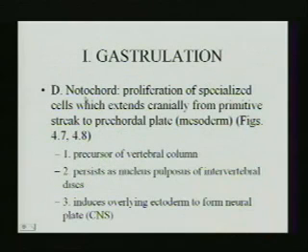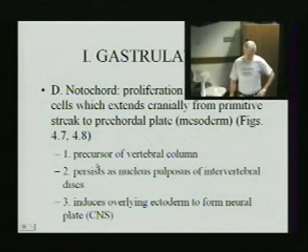So now we can talk a bit more about the notochord. There is the proliferation. They are specialized cells. They do extend cranially from the primitive streak toward the precordal plate. They are basically mesodermal cells. They're the precursor of the vertebral column. They're going to initiate those events in the nearby mesoderm to form the connective tissue, which includes the bone, of course, of the vertebral column.